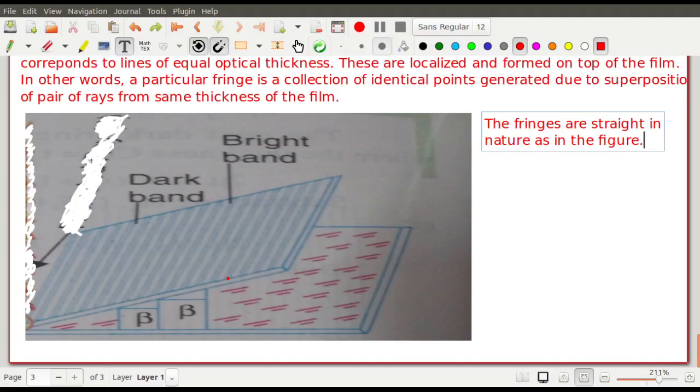Okay, figures are very important here. Beta is the fringe width actually, so you no need to put the beta. There is no need to show the betas over here.